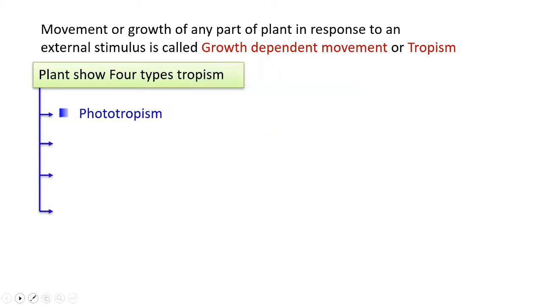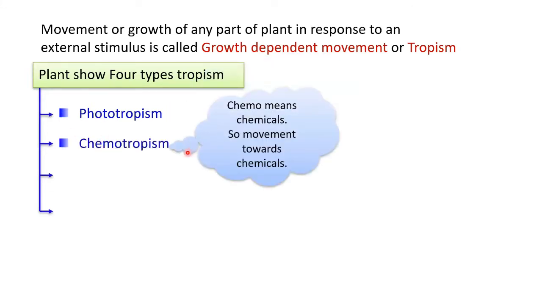Let me proceed further. Chemotropism: chemo comes from the word chemical, and tropism is growth dependent movement. So this will be growth dependent movement in response to certain chemicals. Chemo means chemical, so movement towards a chemical. It's not always towards, it can sometimes be away also. We'll talk about that in a while.